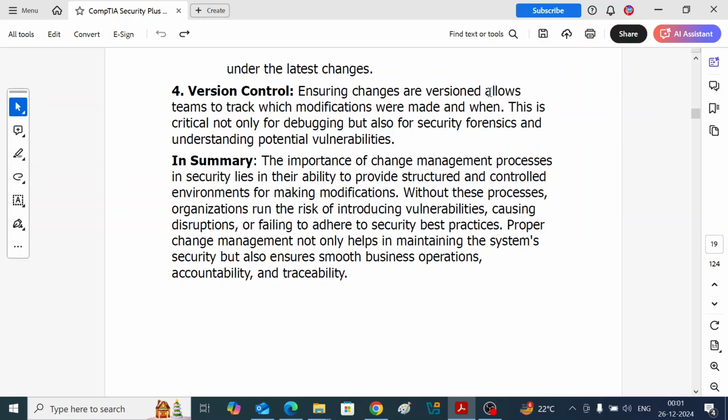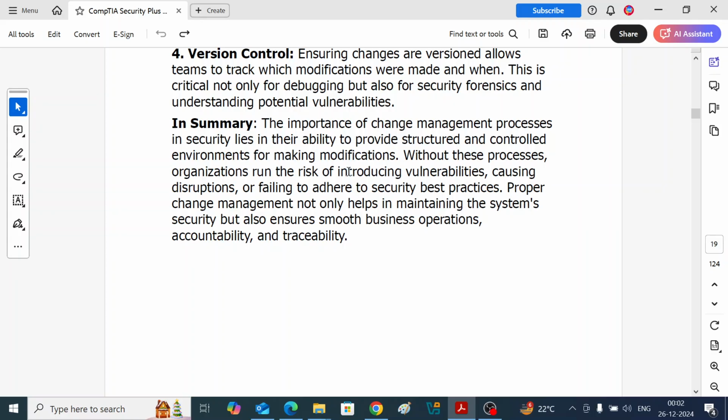Ensuring changes are versioned allows teams to track which modifications were made and when. So anytime there is a change, it is noted down in the version control document. This is critical not only for debugging but also for security forensics and understanding potential vulnerabilities. Very important. In summary, let's summarize this.